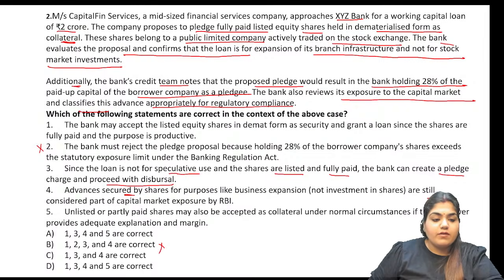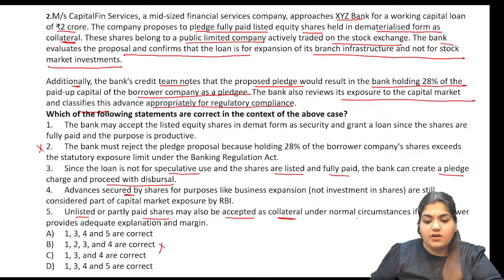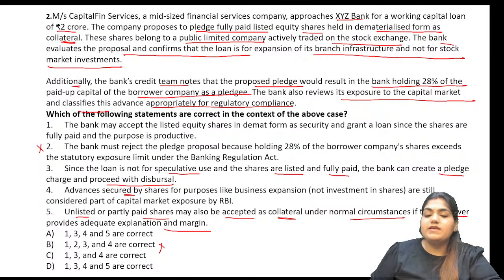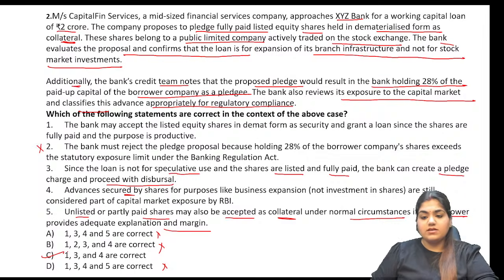Statement number 5. The unlisted or partially paid shares are also accepted as collateral under normal circumstances if the borrower provides adequate explanation and margin. Incorrect. Unlisted shares we do not accept. Banks do not accept unlisted shares. The moment 5 is incorrect, we eliminate all of these and we get C as the correct answer.